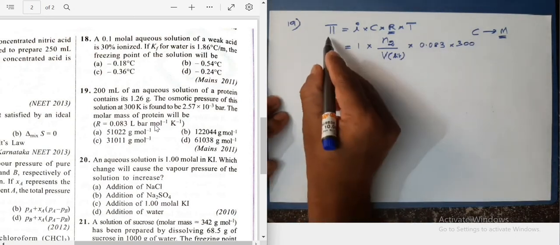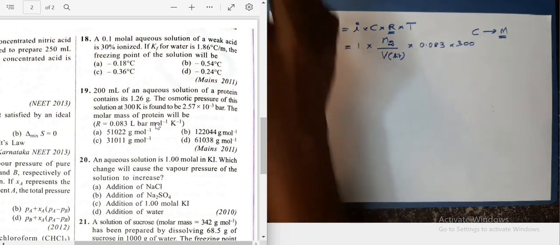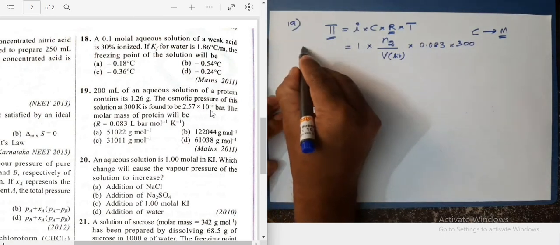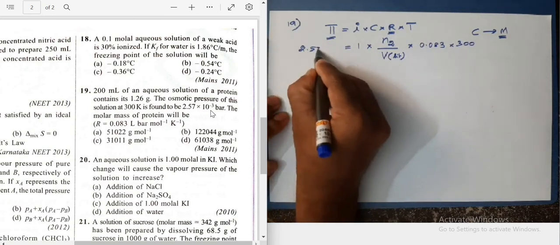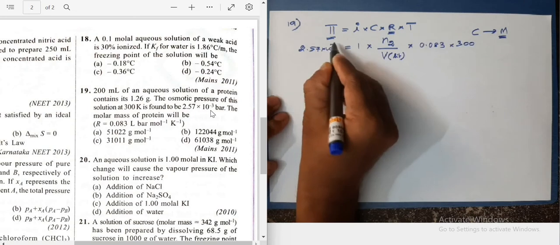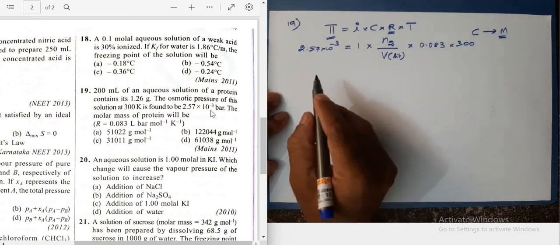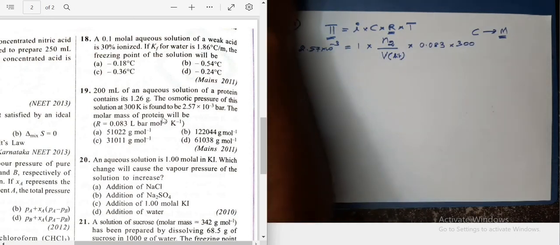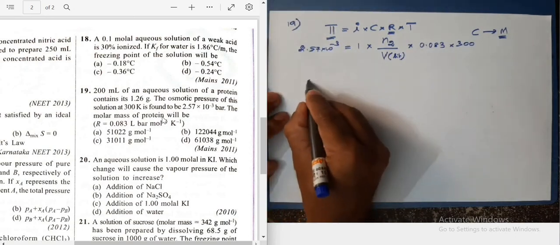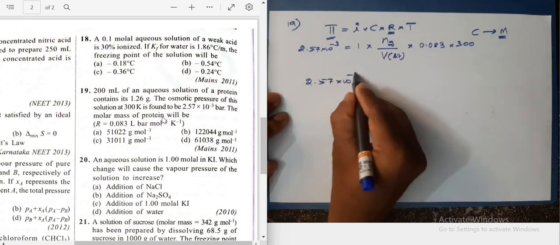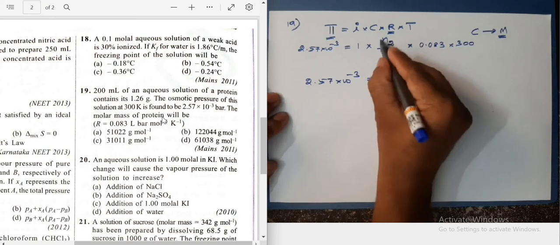Now osmotic pressure is given. What is the osmotic pressure? The osmotic pressure of this solution at 300 Kelvin is 2.57 into 10 power minus 3. So I'll put that here, 2.57 into 10 power minus 3 bar. What do we need to find out? We need to find out the molar mass of the protein. How to do that? So 2.57 into 10 power minus 3 equals the number of moles of solute.